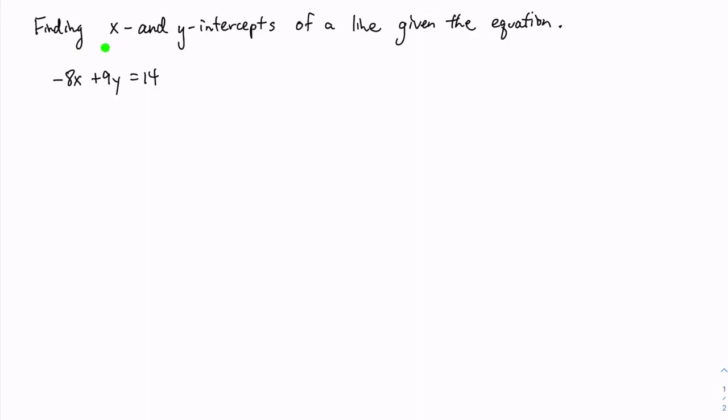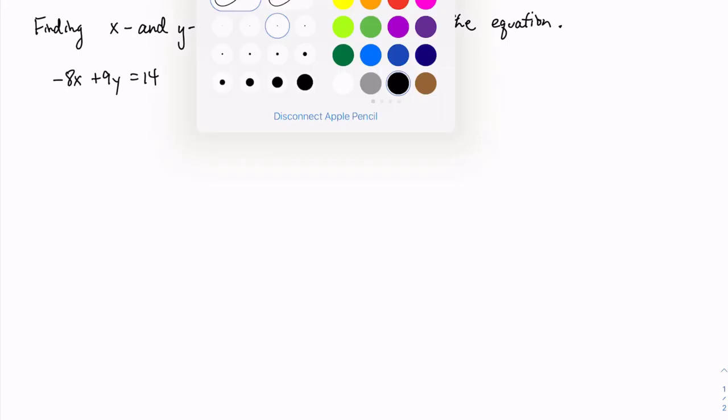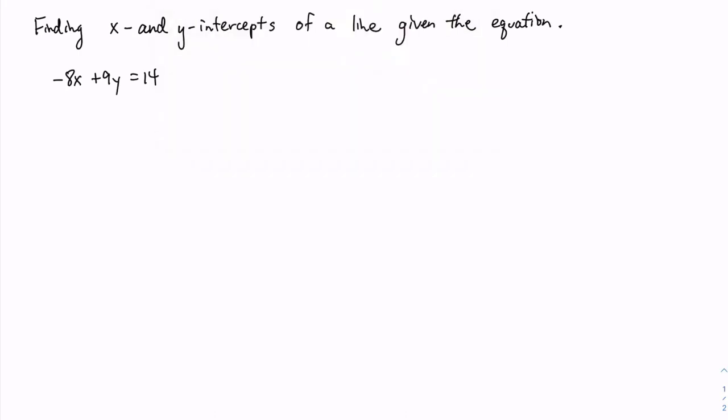We're going to work on finding x and y intercepts of a line given the equation. In this case, we're trying to find the x and y intercepts of a straight line. Well, we know that the x-intercept occurs when y is 0. So why don't we write that? Let's write how we're finding the x-intercept. So we know that actually occurs when y is 0.